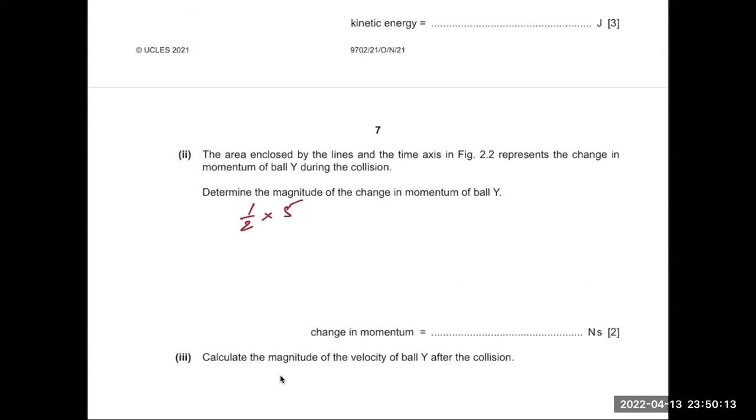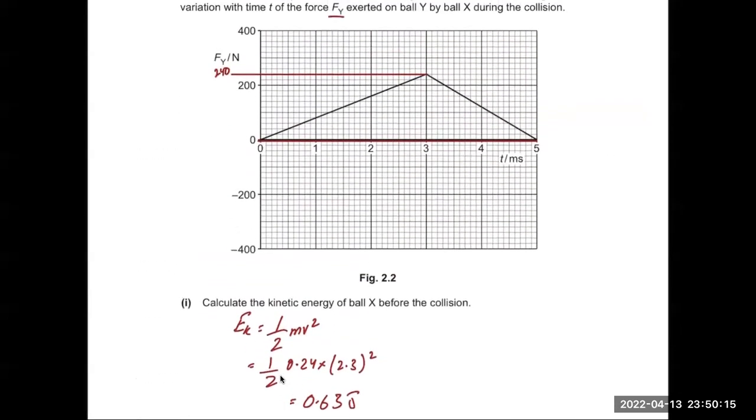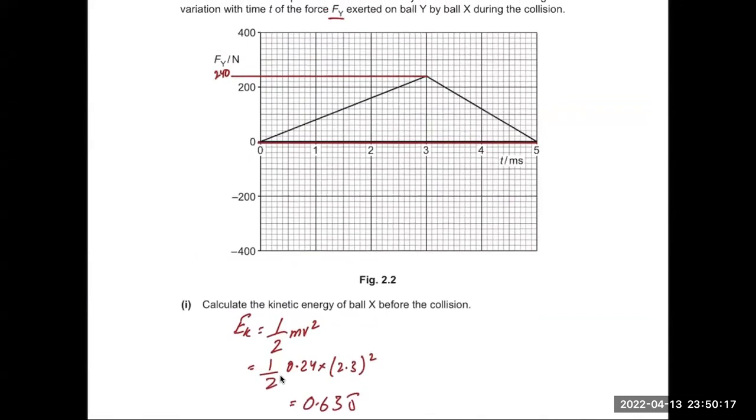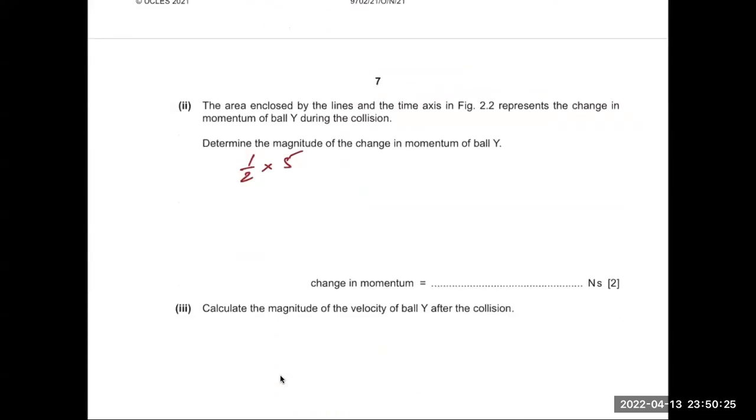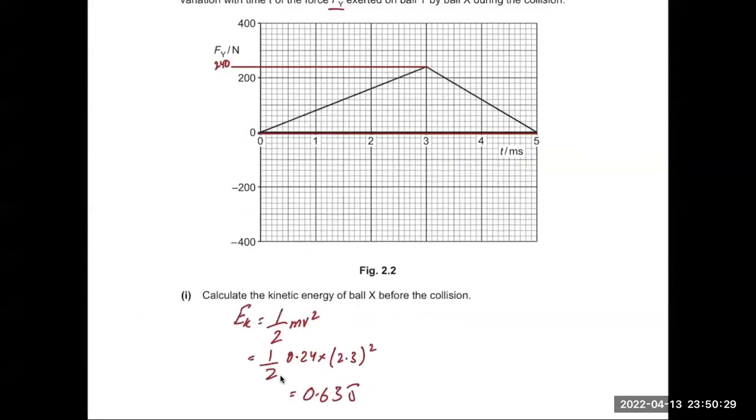But there's a problem here. The problem here is that you need to pay attention to the axis. You can't use 5 over here because the answer is in Newton second. 5 here is in millisecond. You need to convert 5 milliseconds into seconds. This here is in Newtons, like it should be.